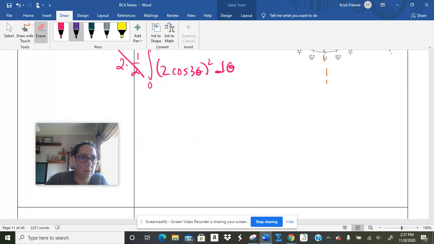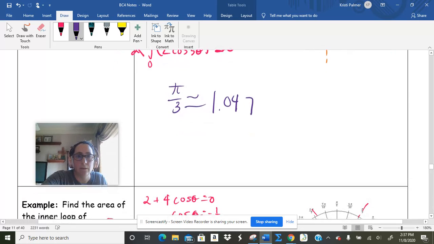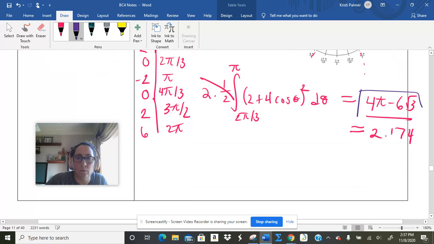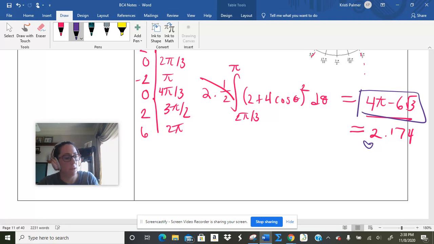This one is pi over 3, or 1.043. Okay. This one is either 4 pi minus 6 radical 3 if you did it by hand, or in the calculator, which is fine, is 2.174.